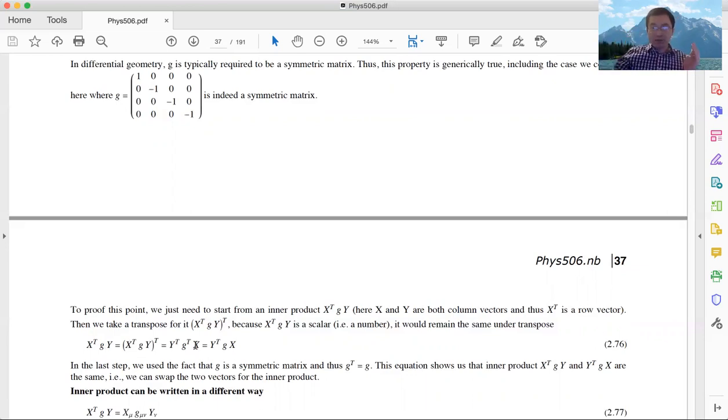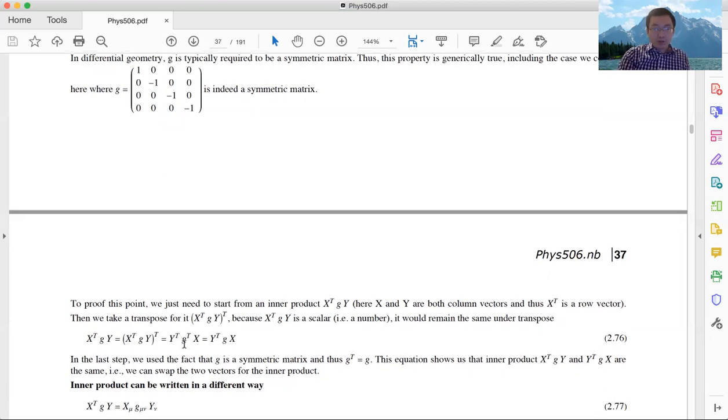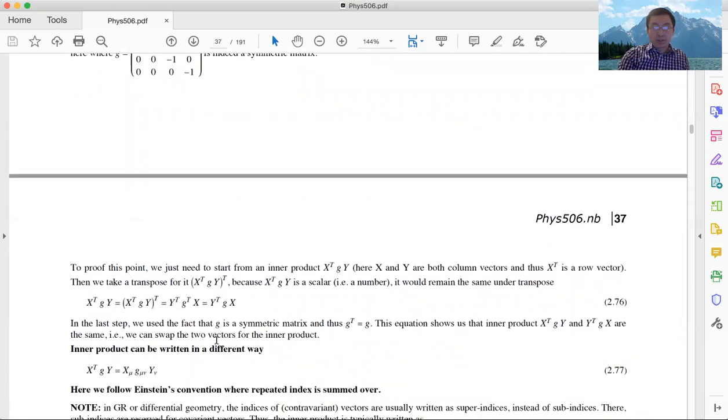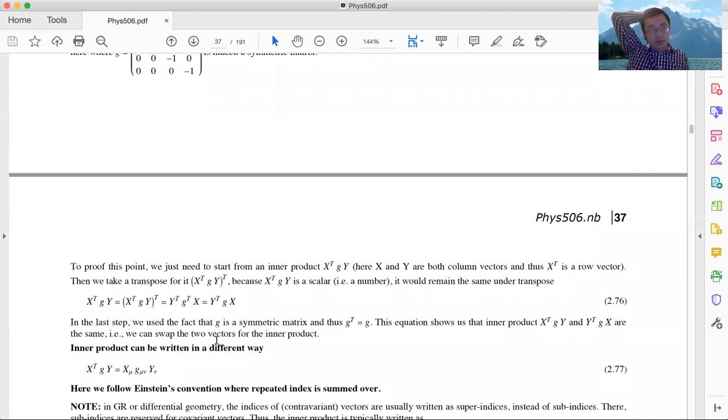If you have a product of several objects and take the transpose, the transpose will switch the order, and then we take the transpose of every single object. Y becomes y transpose, g becomes g transpose, and x transpose becomes x transpose transpose. X transpose transpose is just x, because transposing twice means doing nothing. And we utilize the fact that g transpose is the same as g, assuming g is a symmetric matrix. So the transpose and no transpose are the same. Then we prove that x times y is the same as y times x. This is another very important property of the inner product.